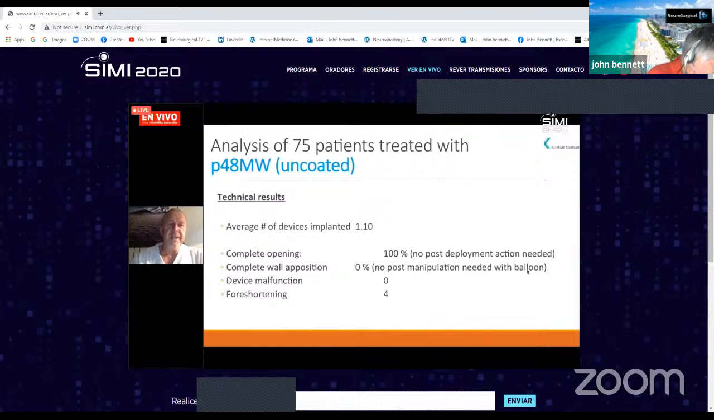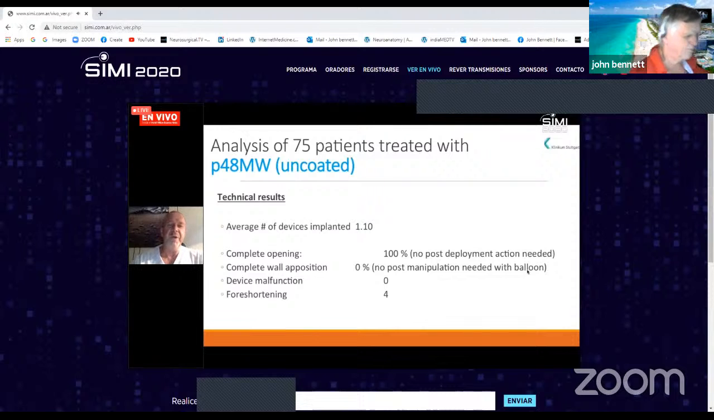Technical results: the far majority of patients and aneurysms have been treated with a single device, so only a few needed 2 or even 3. Complete opening of the device was achieved in all patients, so we had no post-deployment action like balloon remodeling or any other maneuver. We had complete wall apposition, so we didn't need any other measure, and device malfunction did not occur.